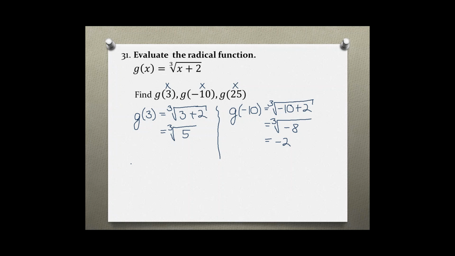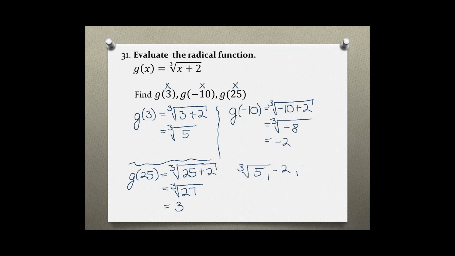And then my last problem for this function is plugging in 25 for x, so g of 25 is equal to the cube root of 25 plus 2. Solving the right side, we get the cube root of 27, and 27 is a perfect cube. The number that's 3 times multiplied by itself to give me 27 is 3. So my answers for this part of the problems are the cube root of 5, -2, and 3.